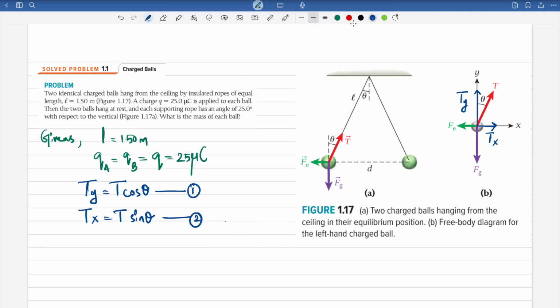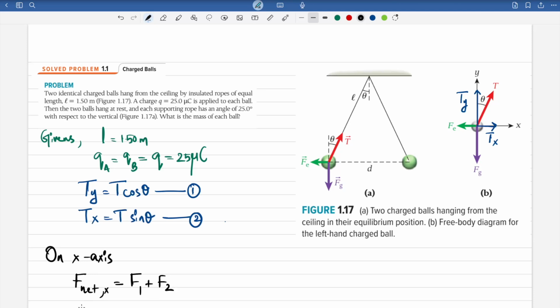Now I'm going to add all the forces on the x-axis. Now focus on the x-axis. How many forces are there? 2, right? Tx is going towards the right and Fe is going towards the left. Net force is 0. So how do you write the equation? Net force on the x-axis equals, how many forces are there? 2 forces, F1 plus F2.